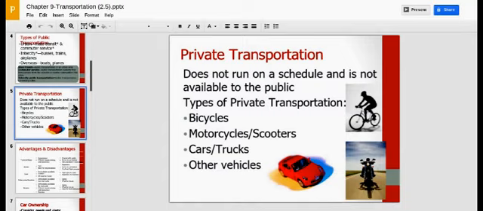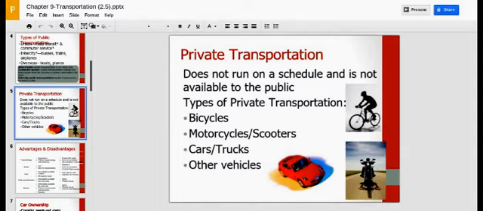Now, private, this doesn't run on a schedule. It's not available to the public. It's yours. It's for you to use. It's your own transportation. So if you have your own car, that's private transportation. If you have your own bike, that's private transportation. Private transportation is yours and cannot be used by the public. And different types are if you own a car, truck, motorcycle, scooter, a bike. There's other different types of private transportation, but the ones that are for you to use and no one else.